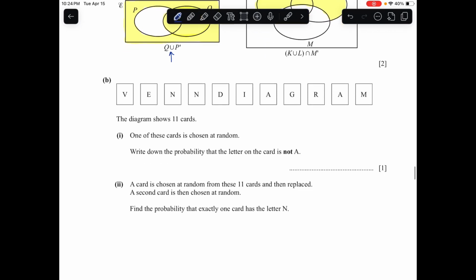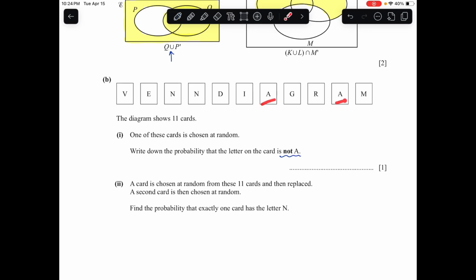Part B, the diagram shows 11 cards and it reads Venn diagram. One of these cards is chosen at random. Write the probability that the letter on the card is not A. So not A. How many cards are with A? With A there are 2 cards. So the remaining 9 cards are not A. So 9 out of 11.